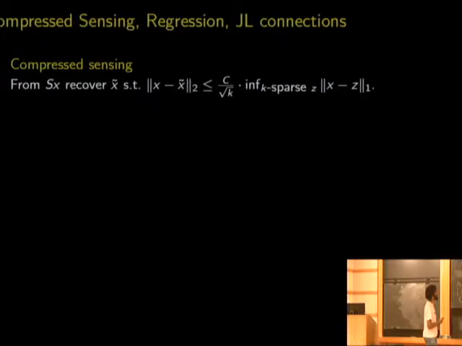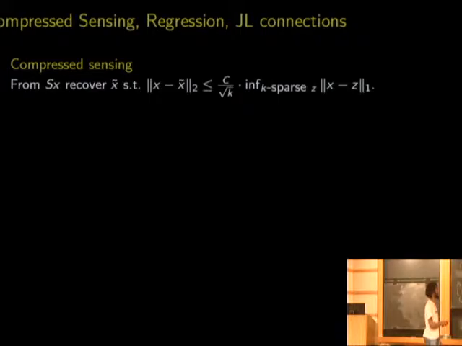So compressed sensing, I don't have time to really explain why this is a good error bound to hope for. There are other things you could hope to put on the right-hand side, but basically this is, in some sense, one of the strongest things you can get. There are stronger things you can provably not get. So from my sketch S times x, remember S has very few rows, from this very small sketch, I want to recover some vector x tilde that's close to x.